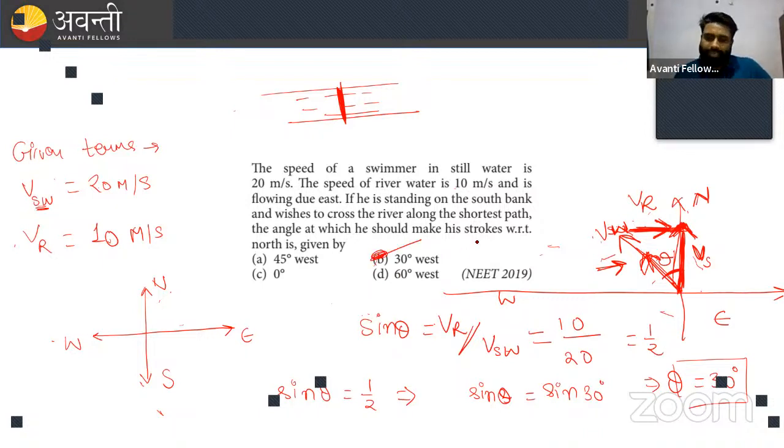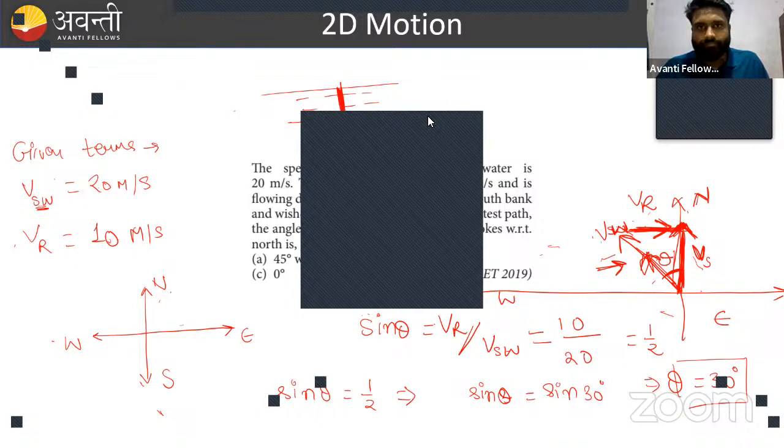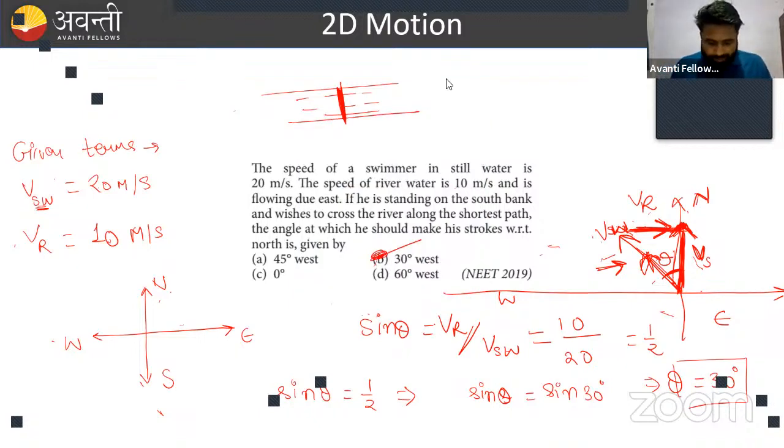If you have any doubt in this question, you can ask me right now, or you can write in the chat box that you have no doubt, or ND. Or if you have any doubt, you can just unmute yourself. Dilip, are you having any doubt? You can also unmute yourself. Okay, so I'm considering this is clear to you. Now move on to the next question.